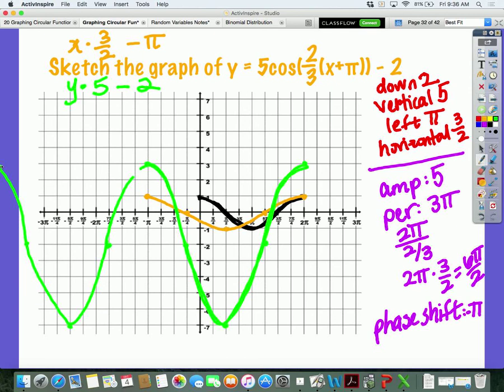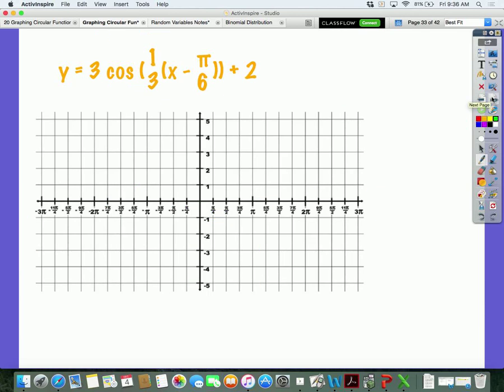Let's do the next one. Just putting it all together.